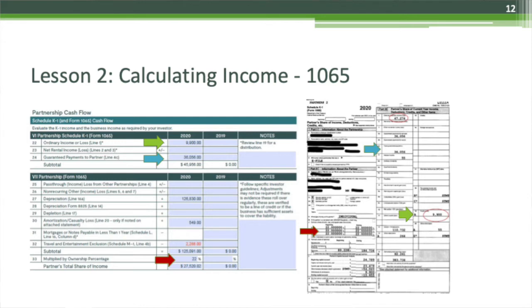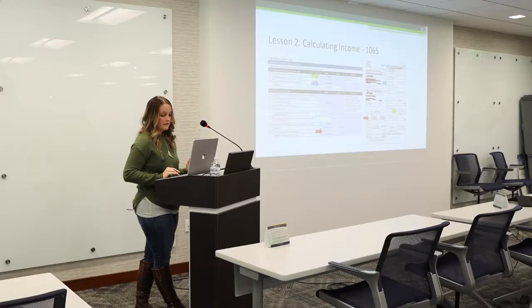And then you also do the net rental income, lines 2 and 3. There's nothing there. And guaranteed payments to partner, line 4C. That's right there. You get 36,056. If there is a negative number in any of these, you do have to hit them with it. You can't just leave it out.